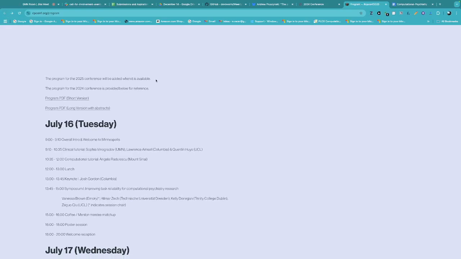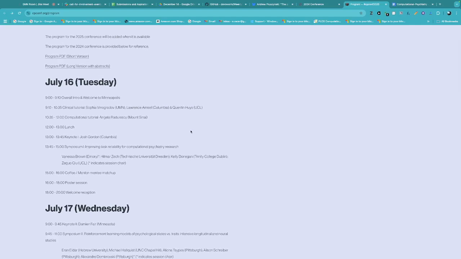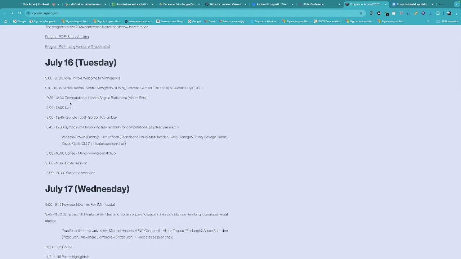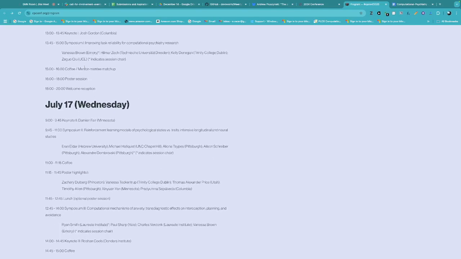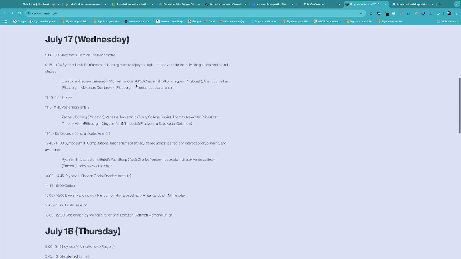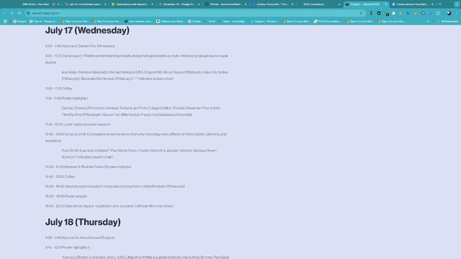The program is sort of already in place. This is actually from 2024 below; the 2025 conference will be added when it's available. So they have the 2024 program here. It's basically speakers. They have a computational tutorial and a clinical tutorial on the first day. And they have keynotes and a symposium with a limited number of speakers. Symposium 2 from last year was Reinforcement Learning Models of Physiological States and Traits, or States versus Traits, looking at longitudinal and neural studies.